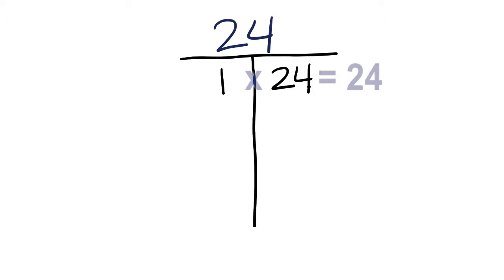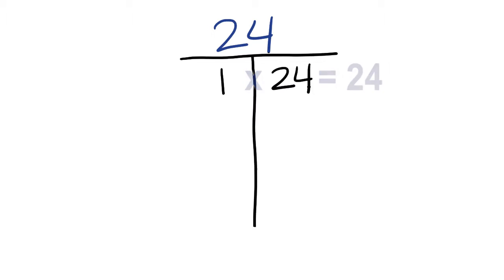We will begin by drawing a T-chart. At the top of our T-chart, we will write the number to be factored. In this example, we will factor the number 24. Every number has a factor pair of 1 and itself. The numbers that are directly across from each other on the T-chart are the two factors that are multiplied together to produce the multiple, or the number being factored.